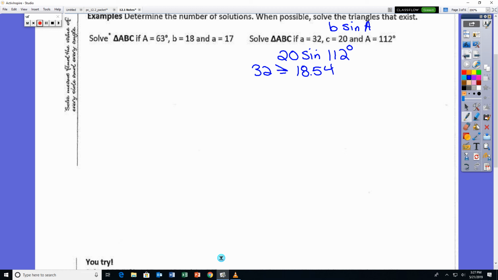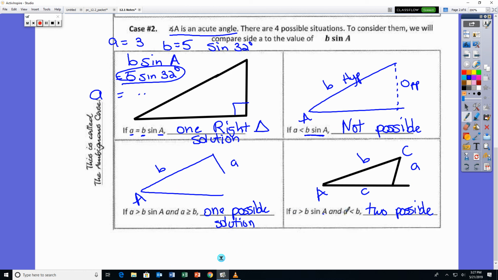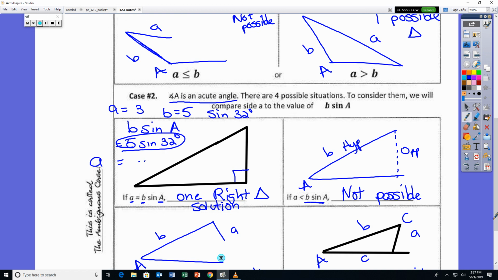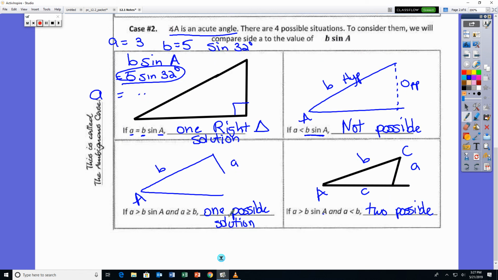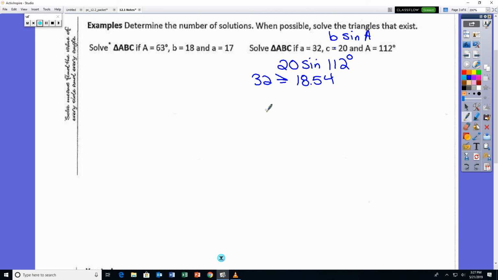So looking back at my rules, B times sine A is less than A. I have to compare: is A less than B or is A greater than B? Well, A is greater than B. Since A is greater than B, there's only one possible solution set here. So that means there will only be one set of values: A will have a value, B will have a value, C, and angle A will have a value, angle B, and angle C. So I only have one set of answers that I need to find.